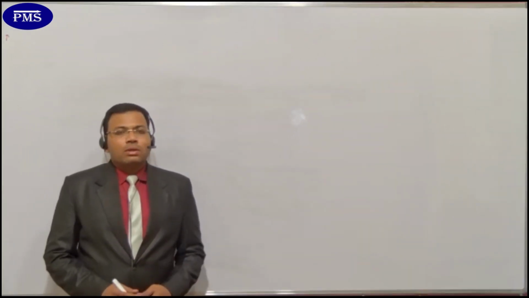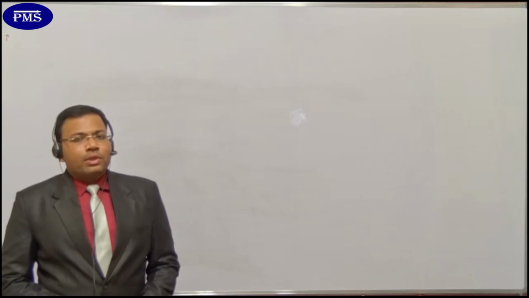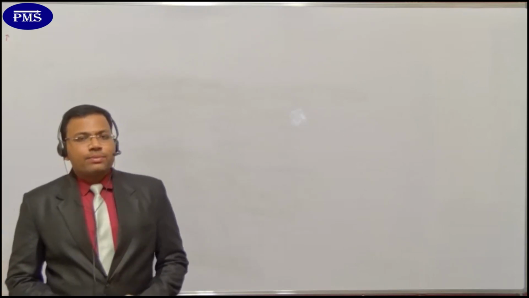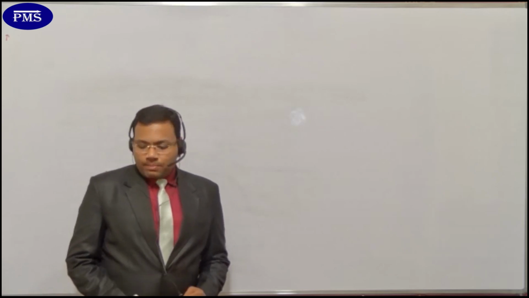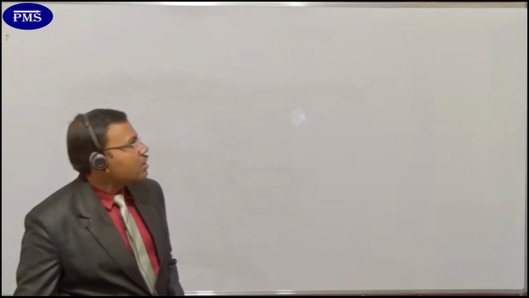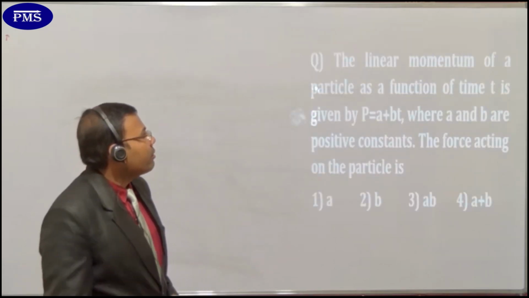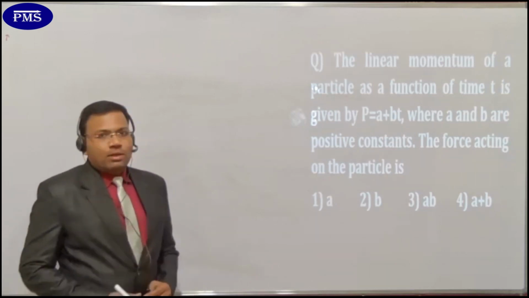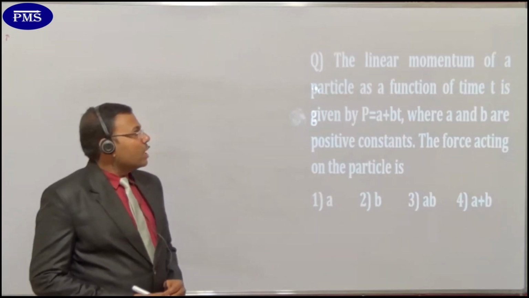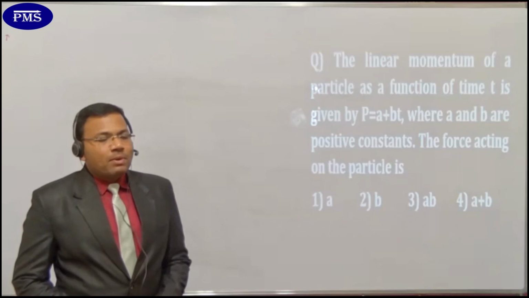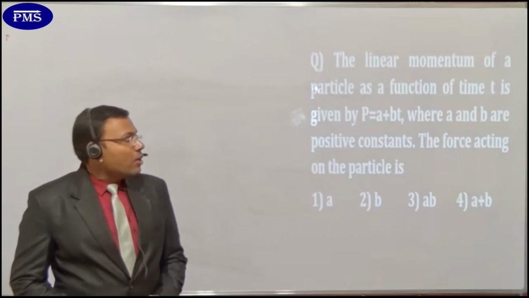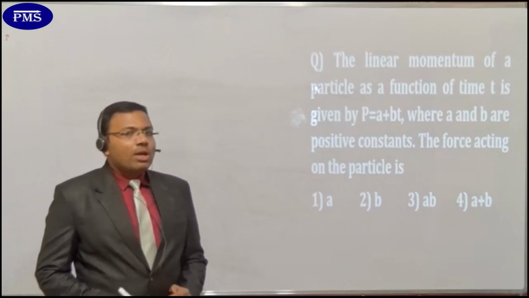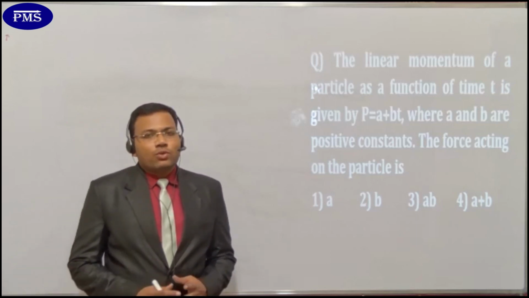Students, here we are going to do the problems on Newton's second law of motion. The first problem we are going to discuss is on the board now. The linear momentum of a particle as a function of time is given by P is equal to A plus BT, where A and B are positive constants. We have to find the force acting on the particle.